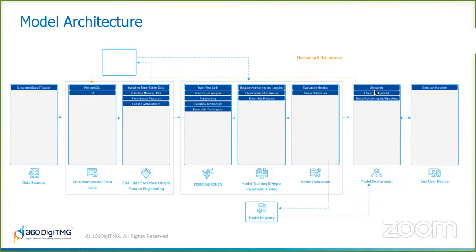And finally, deployment will be done on Streamlit, then on a cloud-based platform. And we will also put in our monitoring and maintenance steps here, which will allow the model to retrain and update. And then, of course, we have our end user machine. So I hope, Amir, that was a decent explanation in your place.